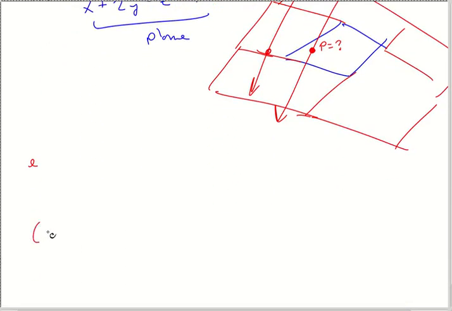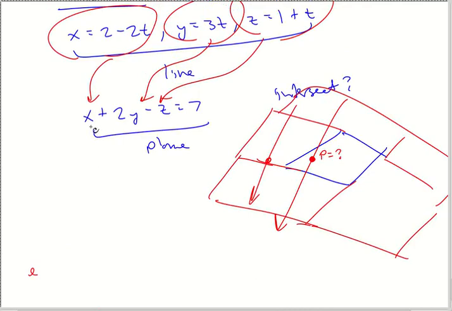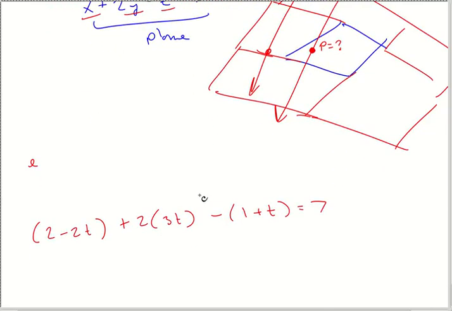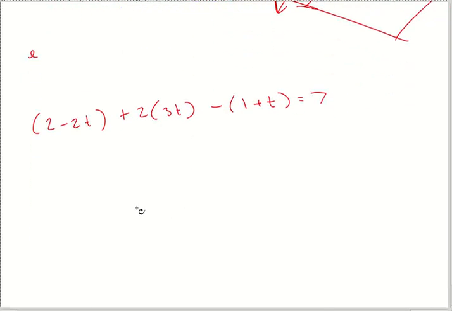That's what I did. So 2 minus 2t plus 2 times 3t minus 1 plus t equals 7. See how I'm plugging them in to each of those? And then solve for t. And so when you do all this math, I think I get t equals 2. I'm just going to skip ahead. T equals 2. Great. But that's not my final answer.